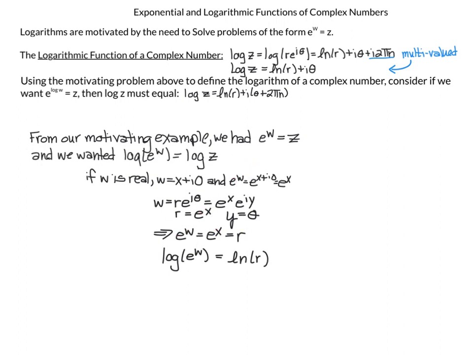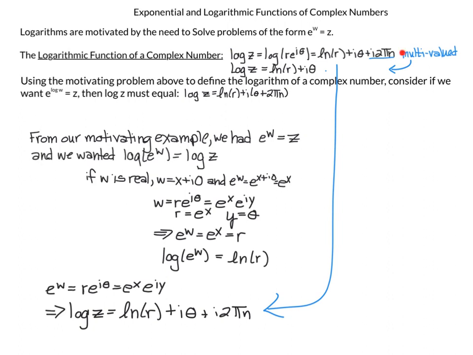So now we can take the log of both sides, and we get log of e to the w is equal to natural log of r. And so we get w is equal to natural log of r. And this, again, all depends on our w being real.